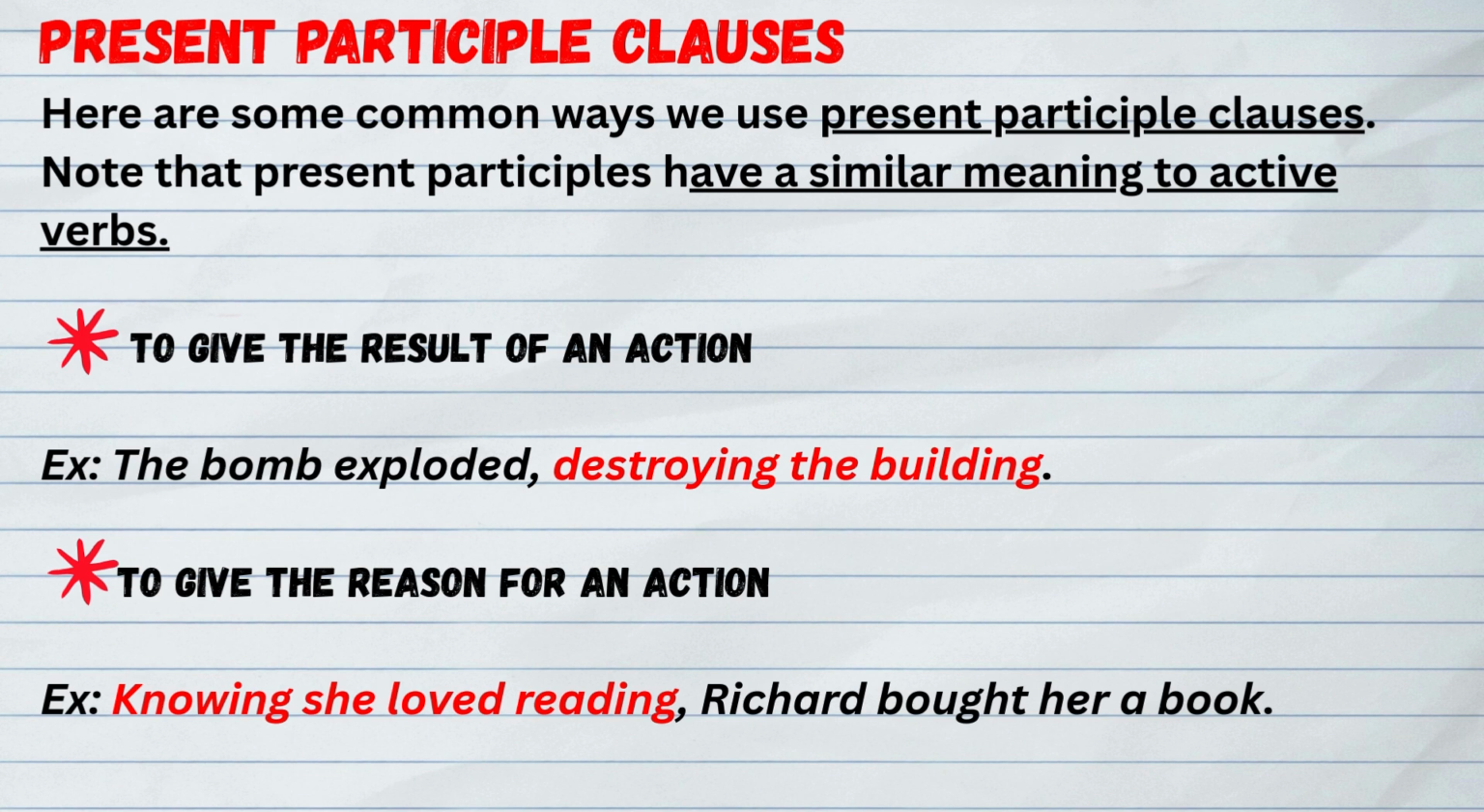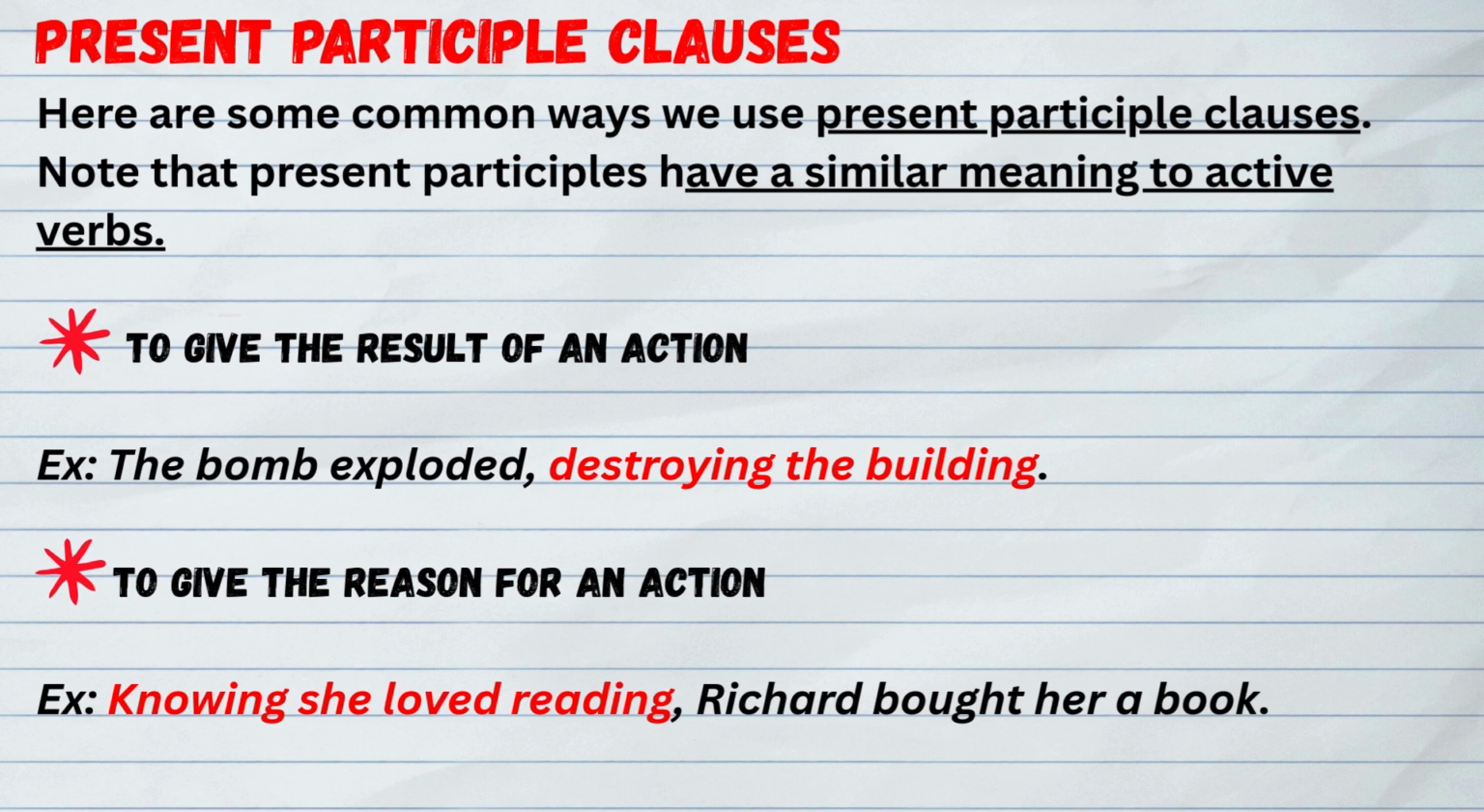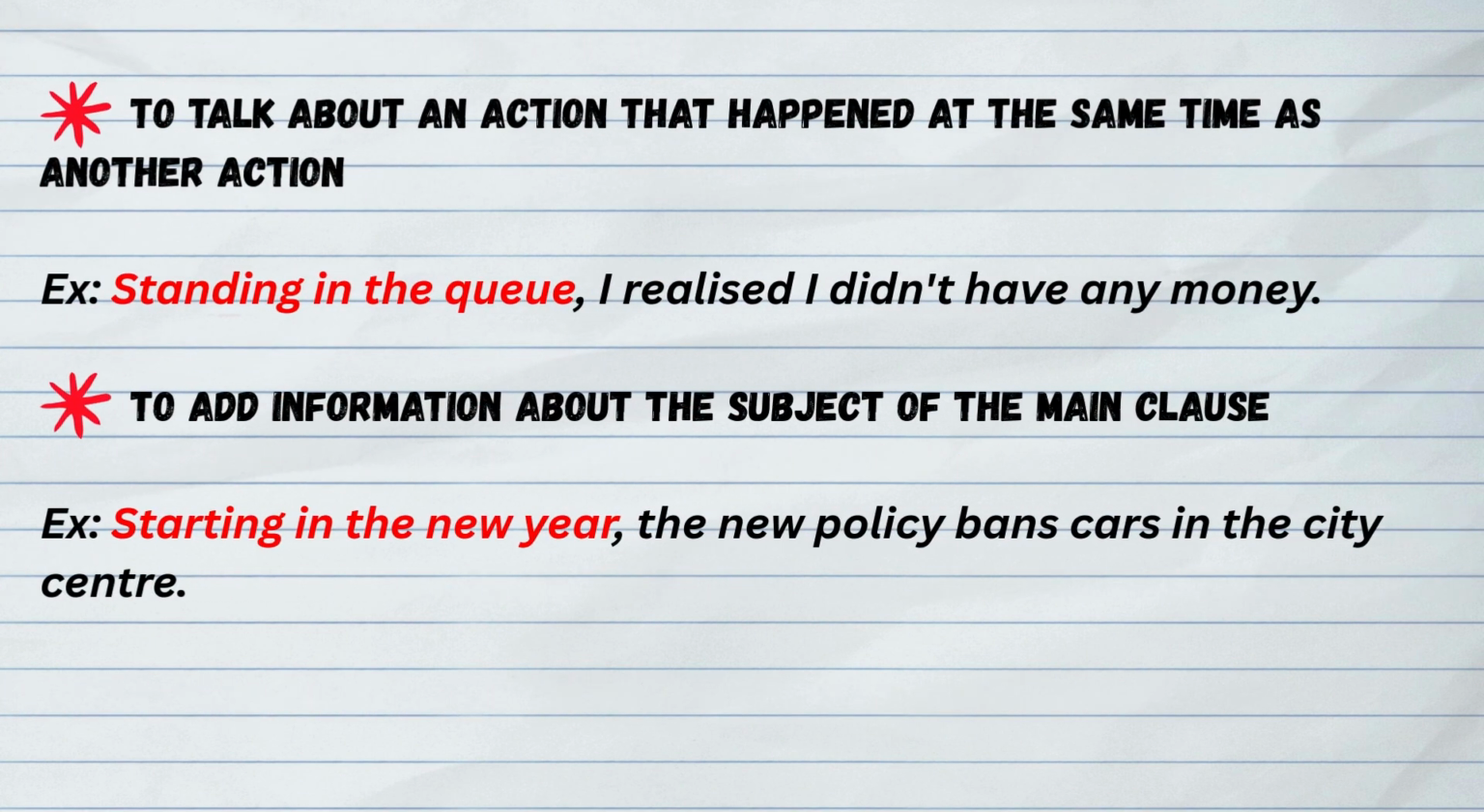To give the reason for an action: knowing she loved reading, Richard bought her a book. To talk about an action that happened at the same time as another action: standing in the queue, I realized I didn't have any money.